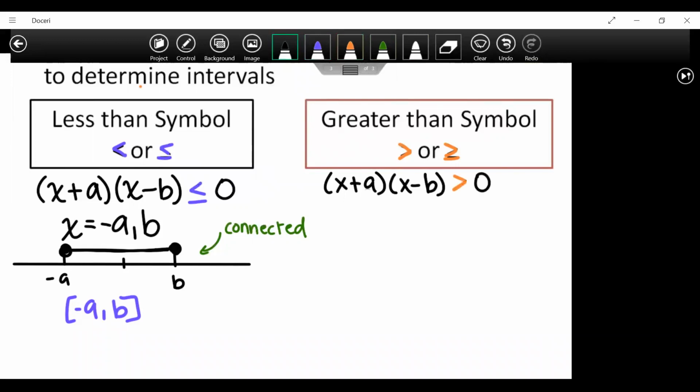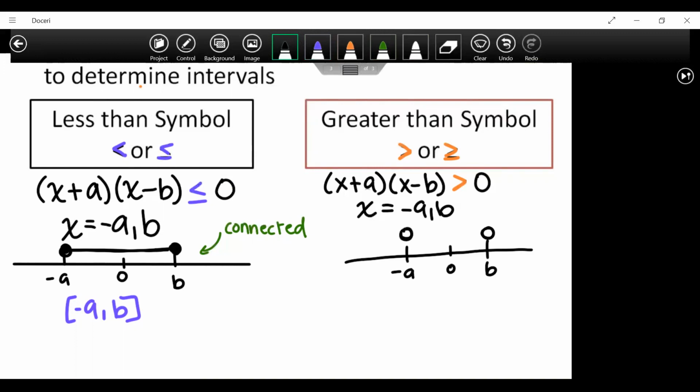The solution to this is going to look a little bit differently. We're still going to get the same values. x is equal to negative a and b, where negative a is definitely still less than b. On the number line, it's still going to look the same. So we're going to have negative a and b. Let's say this is 0 here, 0 here. Okay. Now, in terms of our solutions, we're going to have an open circle because our inequality is not greater than or equal to.